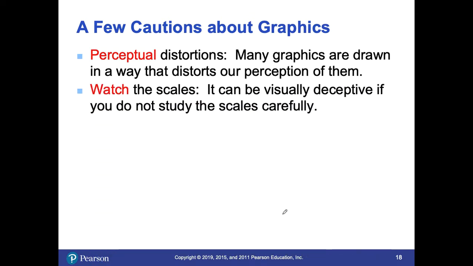Watch the scale. Sometimes visually deceptive scales can occur. If you're not watching the scales carefully, they might jump numbers. They might go by 10s or 20s or 30s or even hundreds. If you're not watching the scales, and I'll show you an example in a moment, that could also cause you to be visually deceived and cause you to think one way or the other.